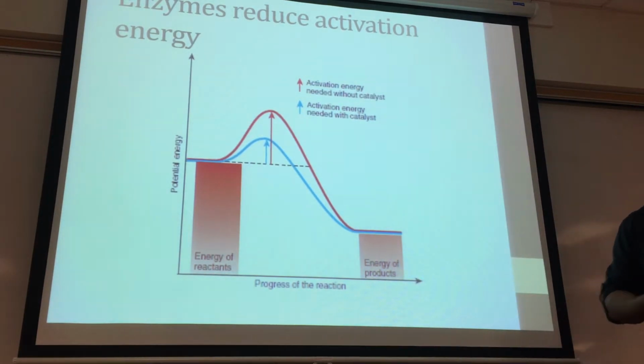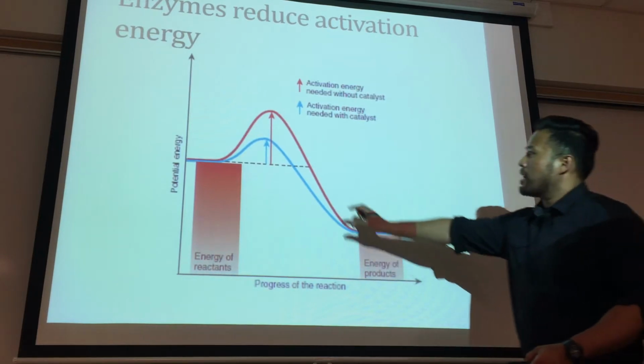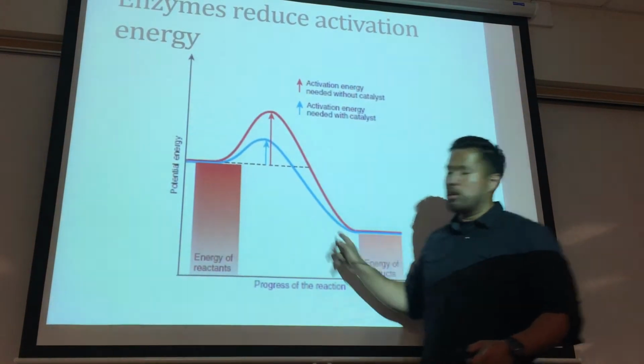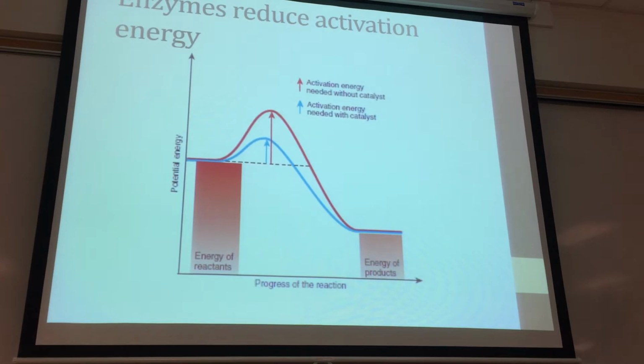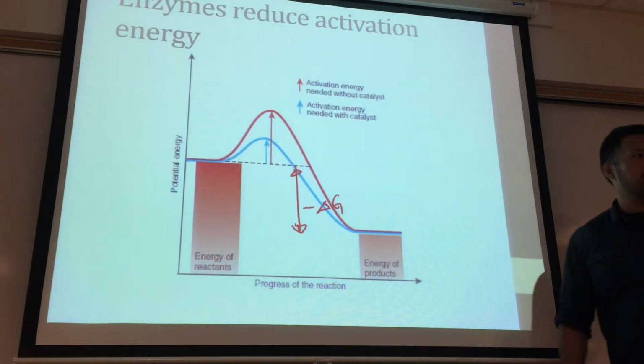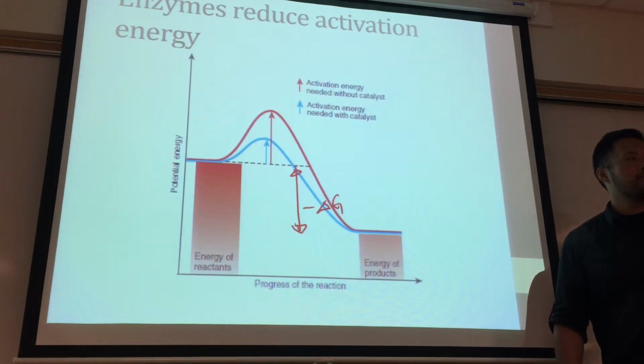So in that case, we reduce the activation energy. There's no change in the potential energy. So I'm going to draw that change in potential energy here, which we mentioned is negative delta G. There's no change in this. This remains the same. It's just the activation energy that comes in.